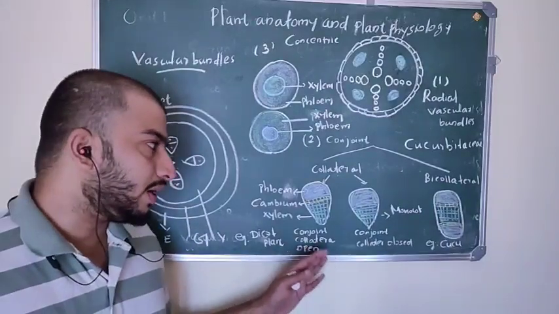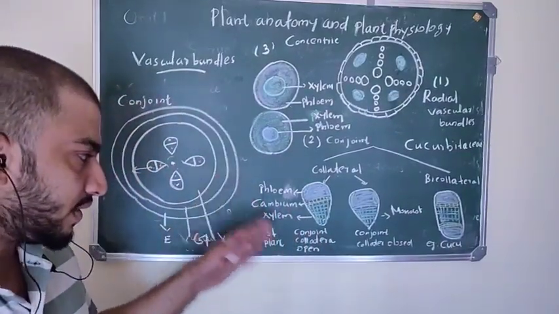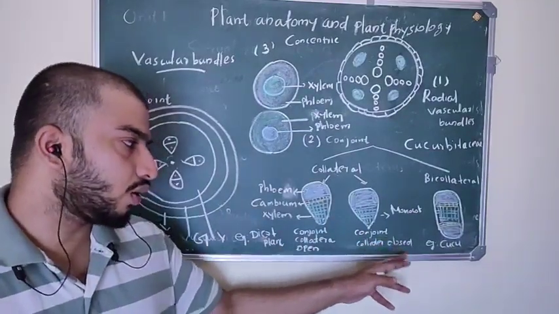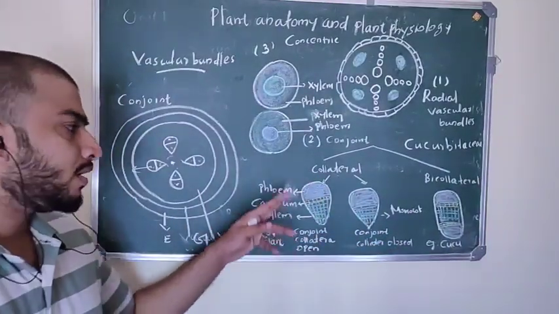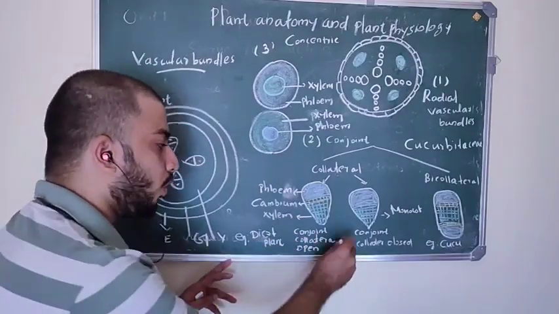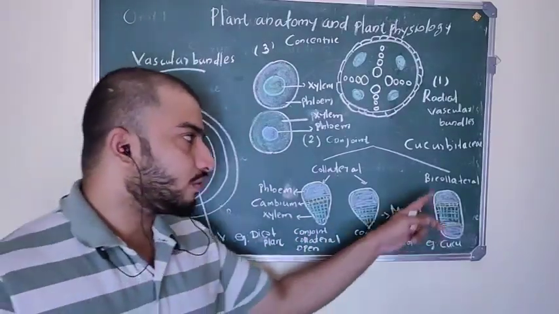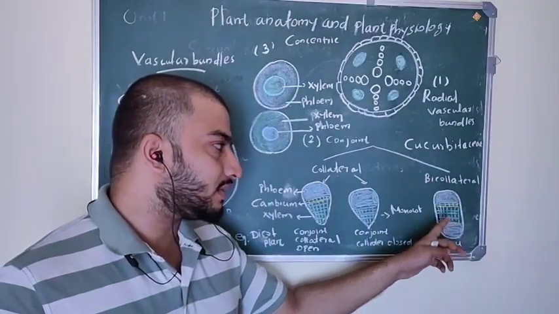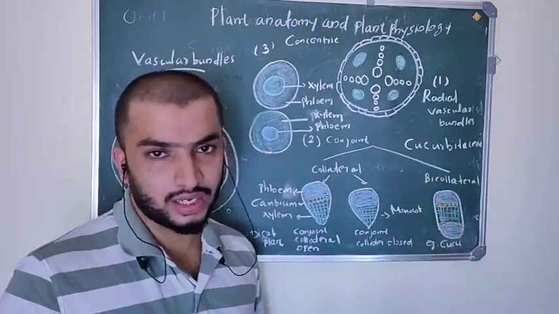The vascular bundle present in a monocot plant stem is conjoined collateral close. The vascular bundle present in a dicot plant stem is conjoined collateral open. And in the case of Cucurbitaceae plants, the vascular bundle is bicollateral. Okay.